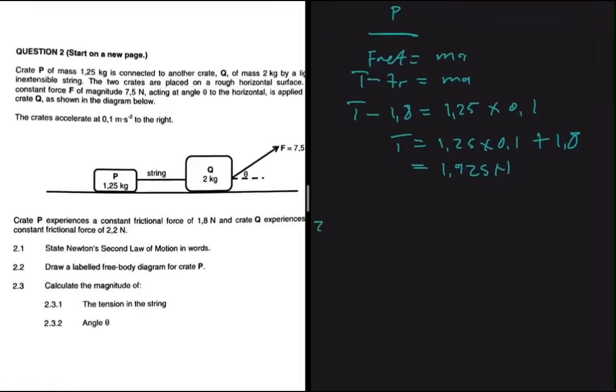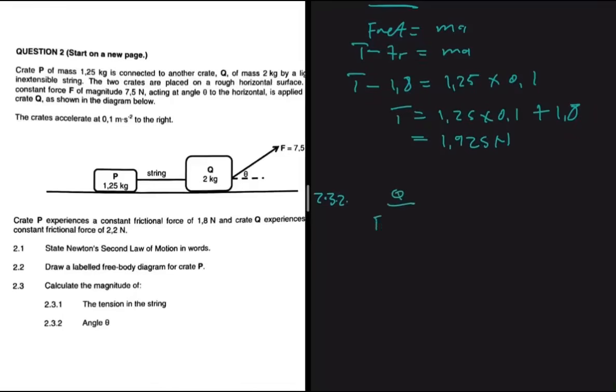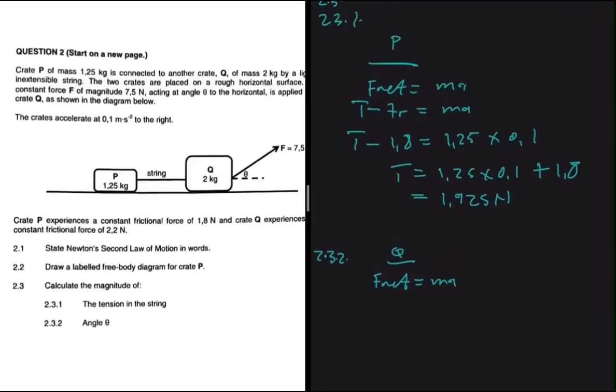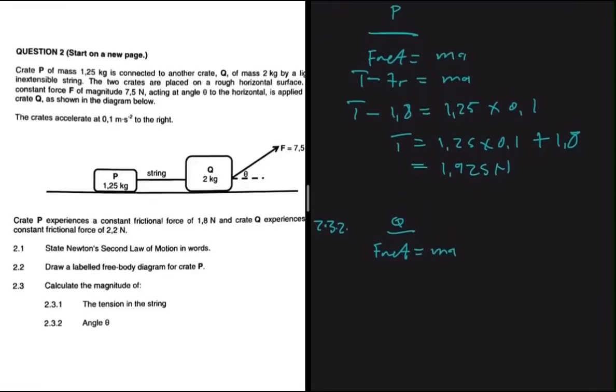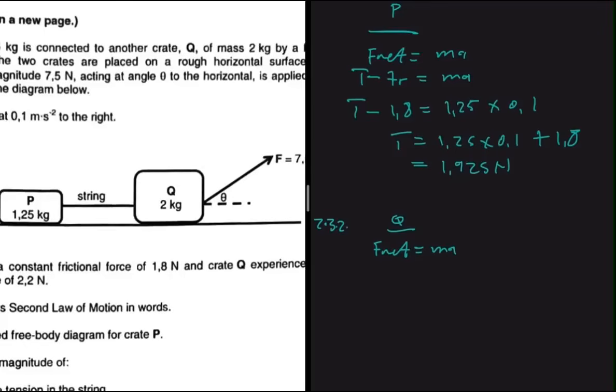Now let's calculate the magnitude of the angle theta. The angle theta has to do with our crate Q, so again we underline Q for the sake of clarity, and we say that F net equals ma. We leave the examiner with no doubt. For crate Q, we need a free body diagram first. I'm just going to draw it here. We have the force acting at an angle, and then we have the normal, Fg, the tension acting, and we also have the frictional force.